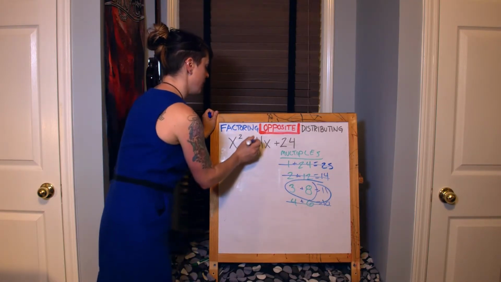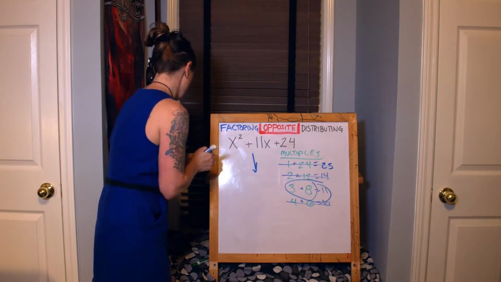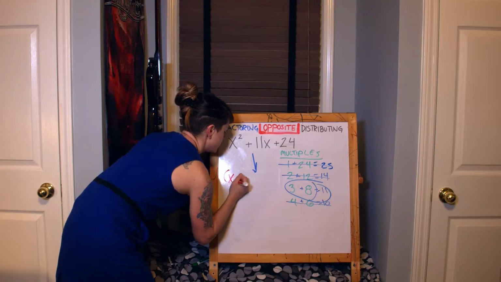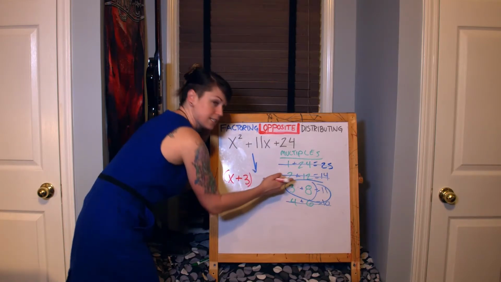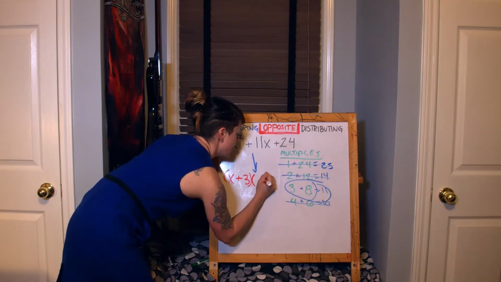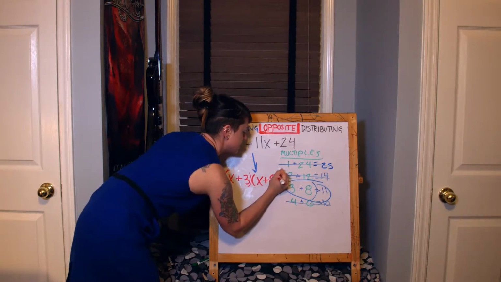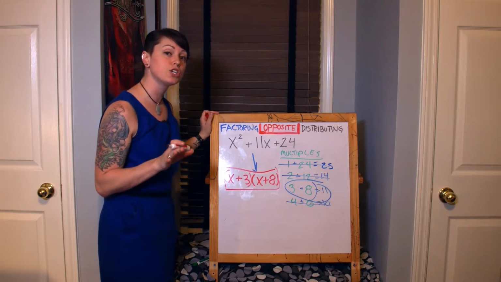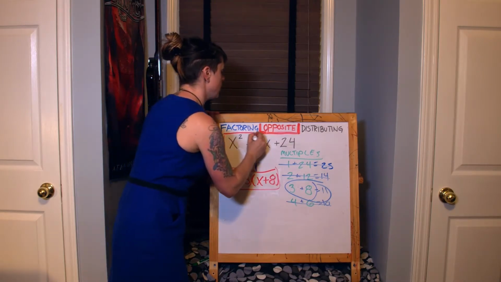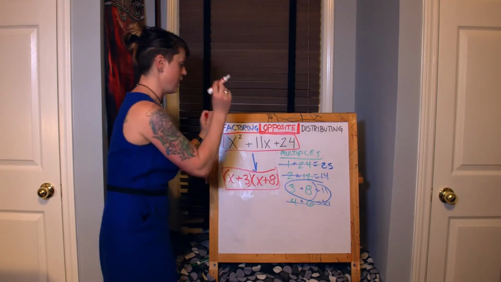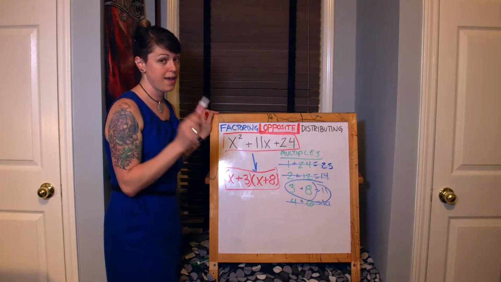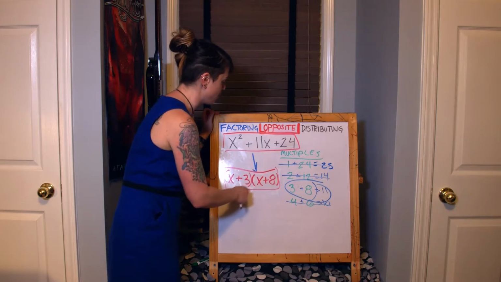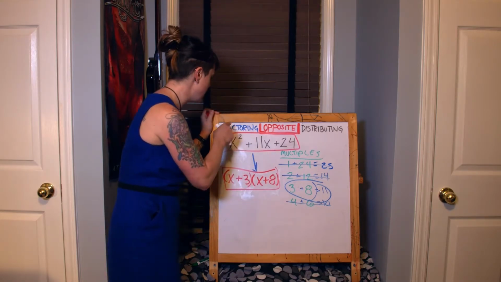And what we're going to have is that this right here is going to factor into x plus 3, because it's positive, times x plus 8. This right here in red is the factored form of this trinomial right here. They are exactly the same thing. And if you multiply this out, if you distribute it out, you're going to find out you'll get right back to where you started.